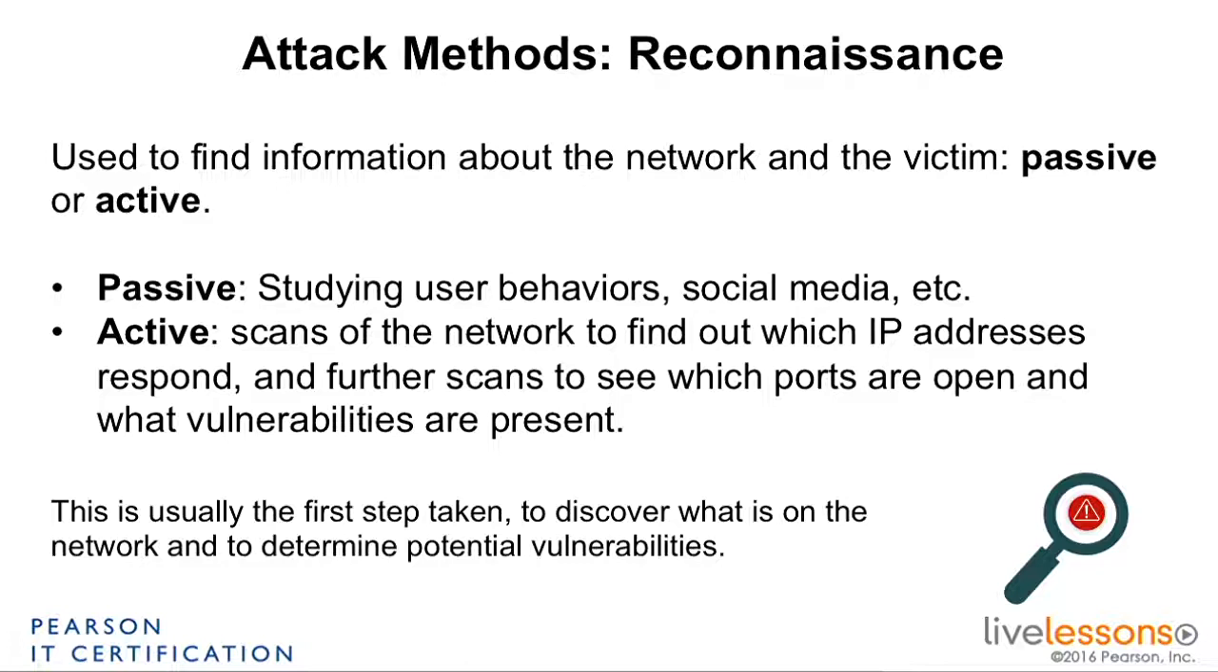An active scan, or active reconnaissance, is the actual scan of the network to find out which IP addresses are responding or are exposed to the internet or even the internal network, and further scans to see other things like what ports are open and what vulnerabilities are present in specific systems on the network. This again is usually the first step taken to discover what is in the network and determine the potential vulnerabilities, then to exploit them and carry out an attack.